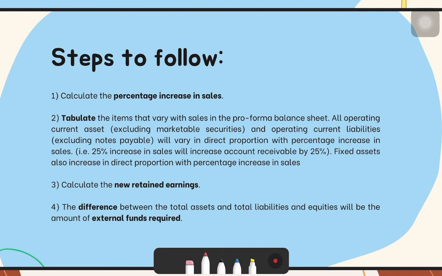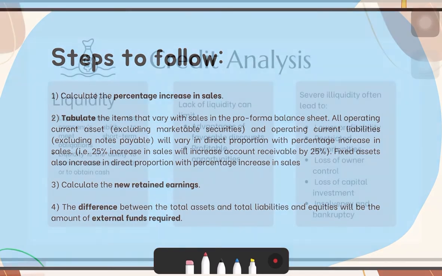So for example, with a 25% increase in sales, we increase the accounts receivable by 25%. And the fixed assets also increase in direct proportion with the percentage change in sales. Alright, next, you calculate the new retained earnings. And then number four, the difference between the total assets and the total liabilities in your pro forma balance sheet is the amount of external funds needed or external funds required.